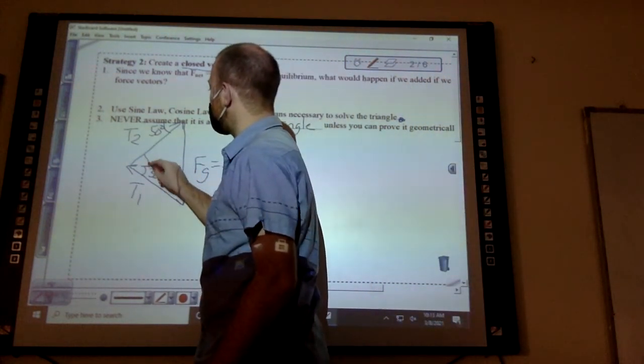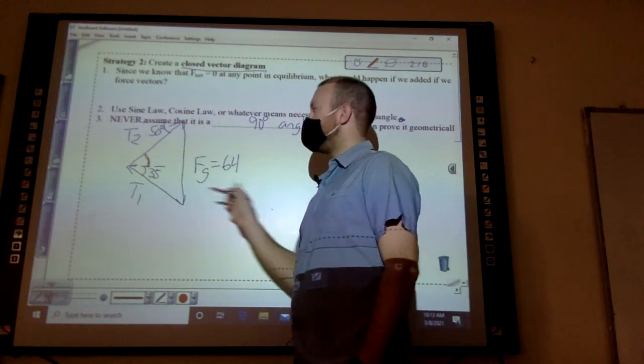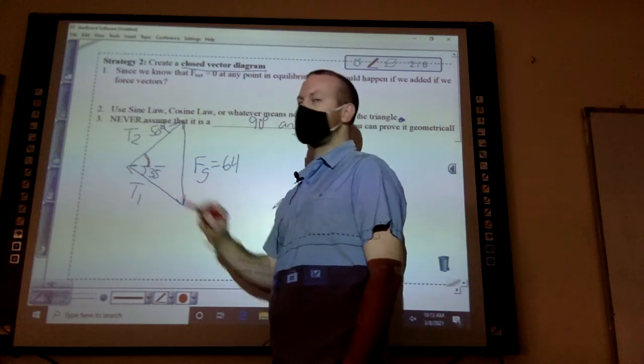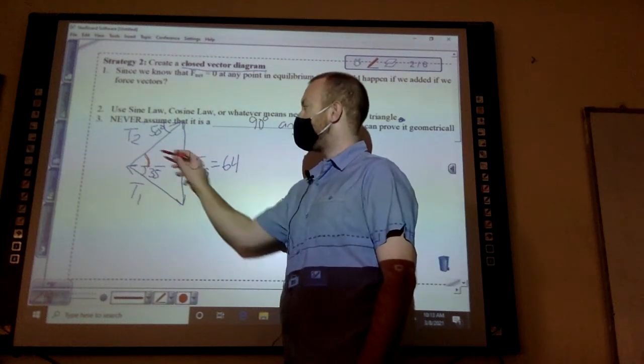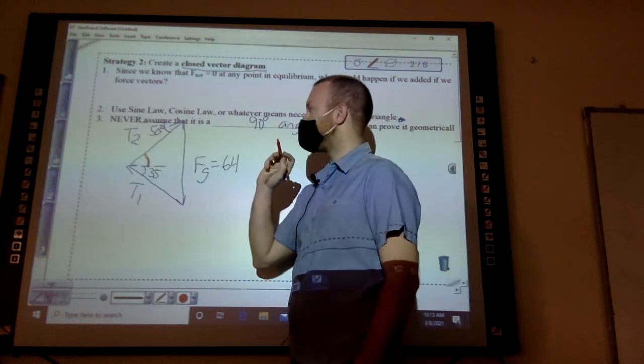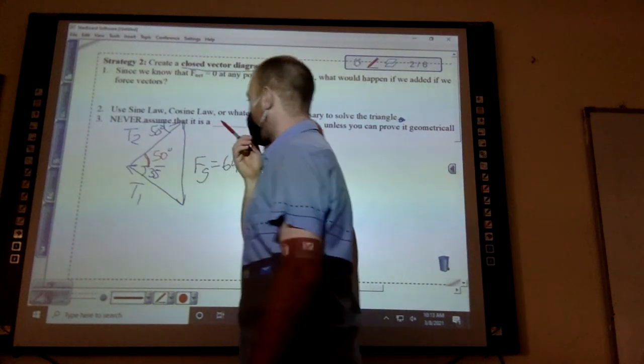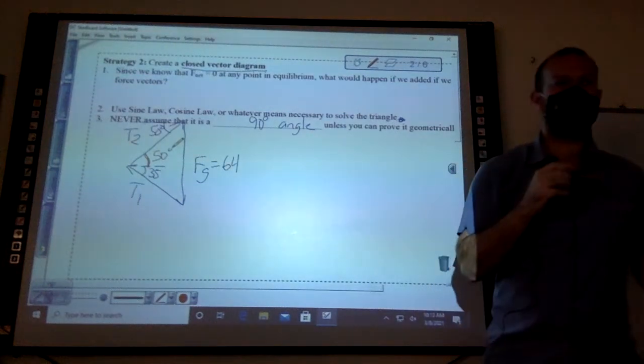So is this whole thing here 50 degrees? Or is the whole angle 50 degrees? The red part or the combination? Just the red part. Why is it just the red part?